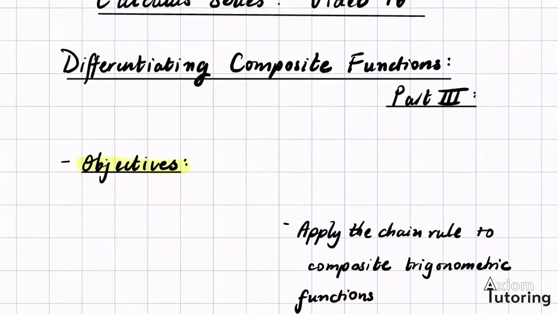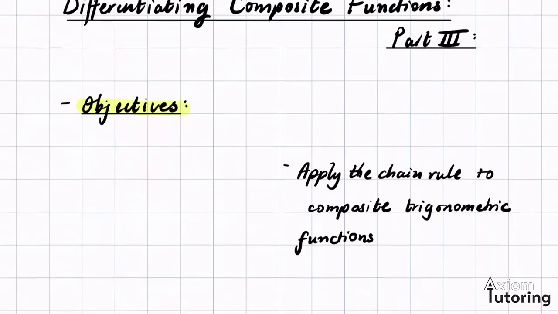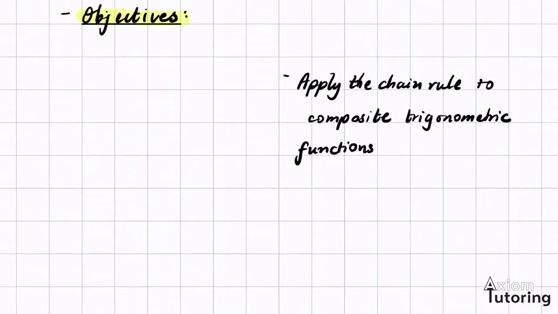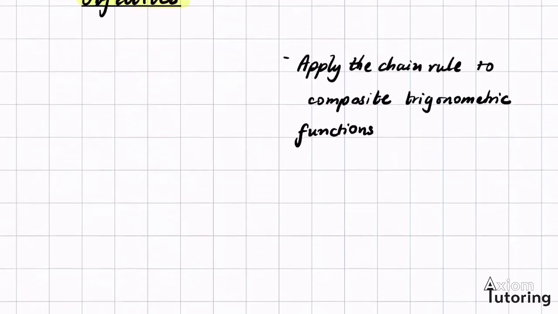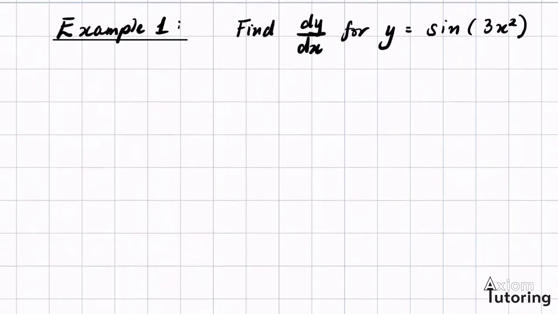This is Differentiating Composite Functions Part 3, and our objectives are to apply the chain rule to composite trigonometric functions. So in our first example, we want to find dy over dx for y equals sine of 3x squared. So here we have our composite trigonometric function. So first, let's recall the chain rule.